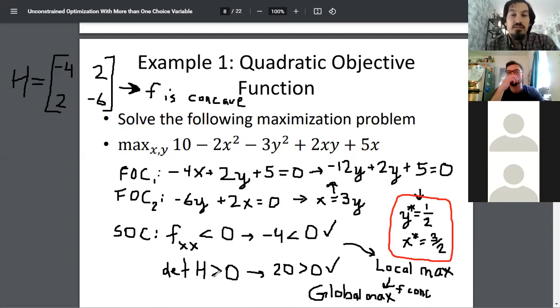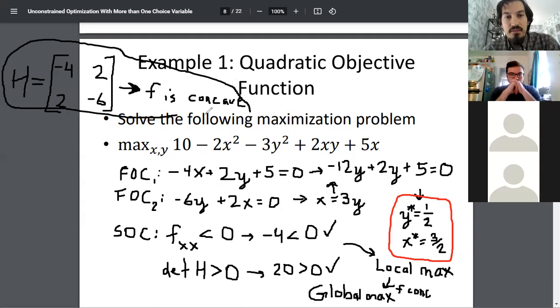Okay. For this class, the only thing I might ask you about is this one here, where if the Hessian matrix is such that the function is always concave, then it's not just the local max, it's a global max. Okay.